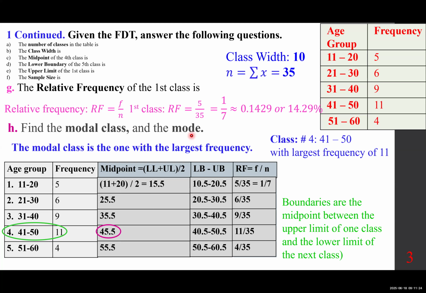What is the mode? The midpoint. So one more time. What is the modal class? Look at the highest frequency, 11. This is the class. Class number 4, which is 41 to 50. What is the mode? Find its midpoint.